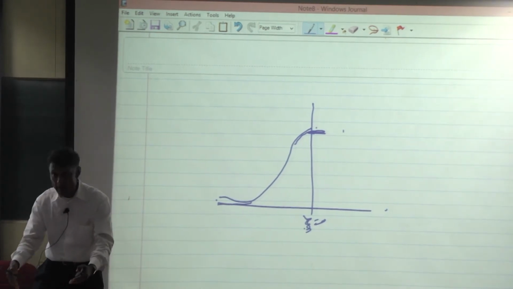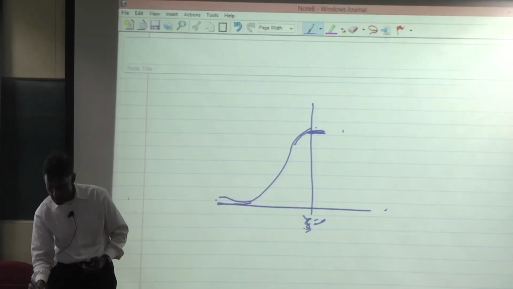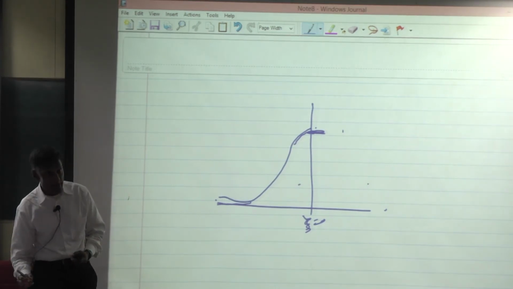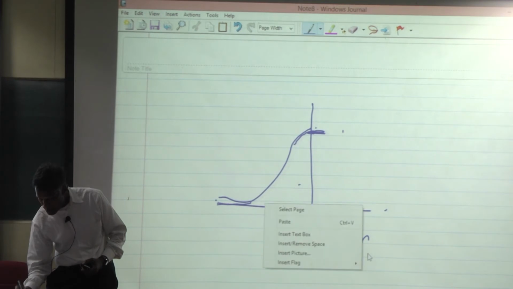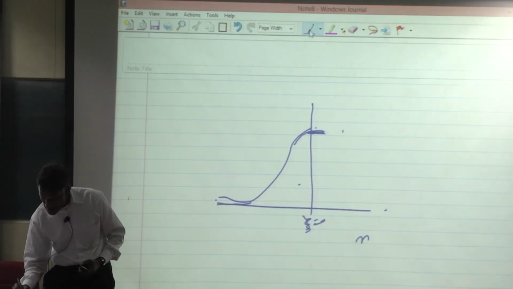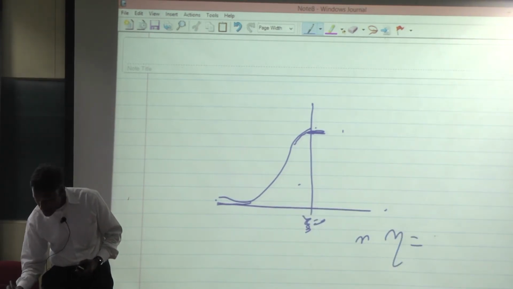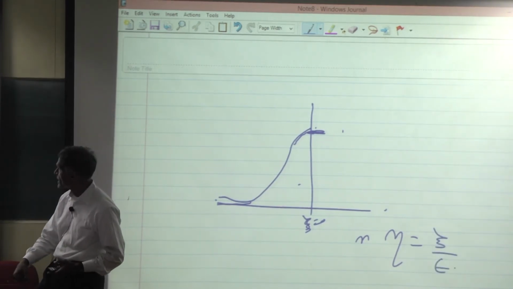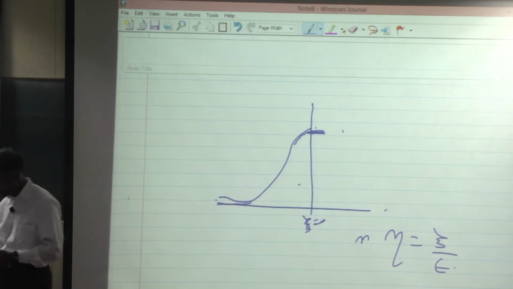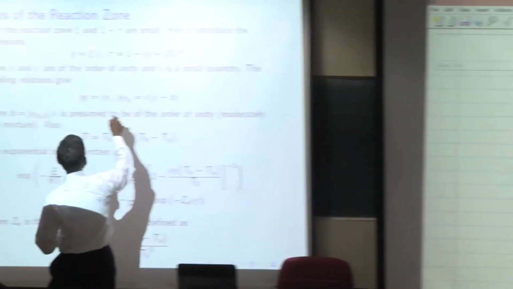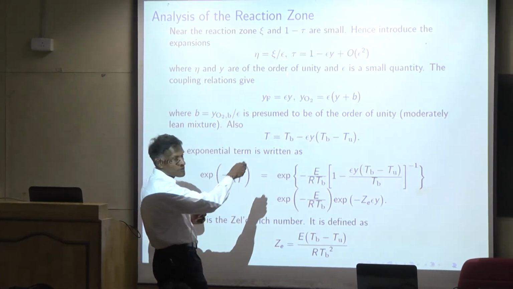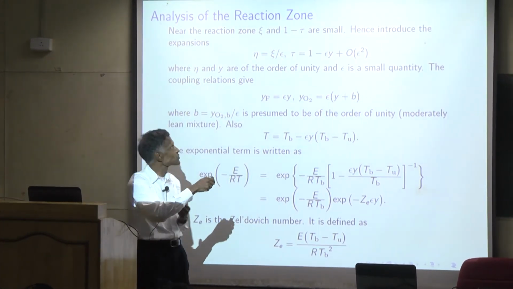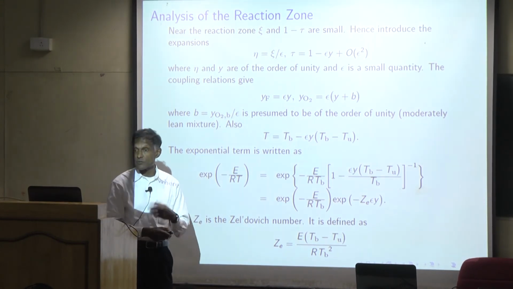Now I have to expand this. To look at that, I have to expand it, and therefore you define a quantity eta, which is C over epsilon. This becomes a quantity of order unity, because in the reaction zone C is near 0 and epsilon is very small. You take the ratio of two small quantities, and you get eta, which is of order unity.